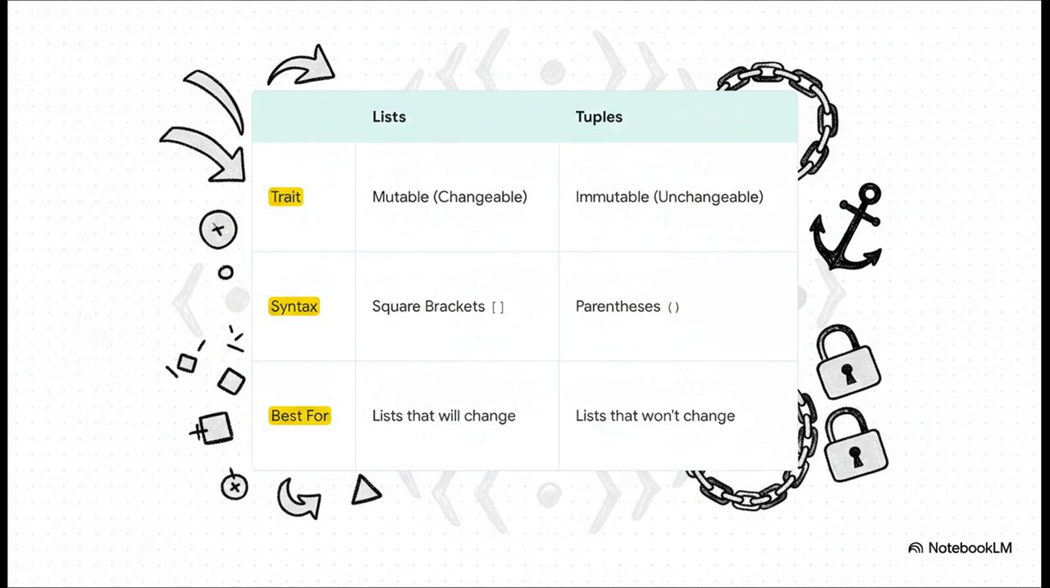Lists are mutable, which is a fancy way of saying they're changeable. Think of a shopping list on a whiteboard. You can add things, erase things, change it up. Tuples, on the other hand, are immutable. They are unchangeable. Think of coordinates carved into stone. You can't change them. So the rule of thumb is simple. If your collection needs to change and grow, use a list. If it needs to stay constant and protected, a tuple's your best bet.